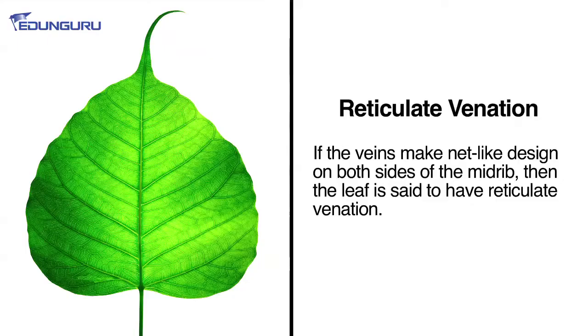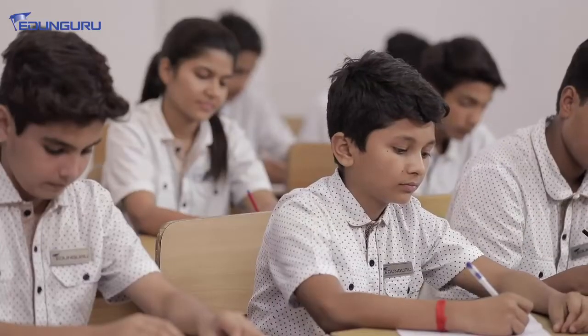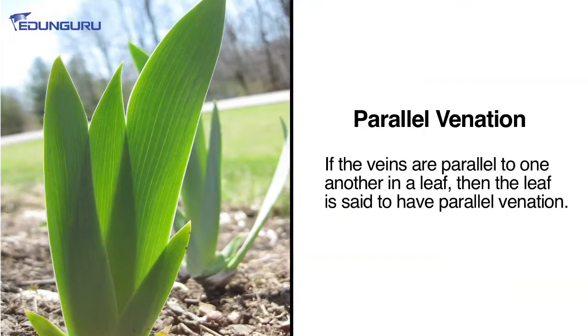So this was the structure of a leaf. Now let us see this leaf. You can see that the veins are lateral. This pattern of veins is known as reticulate venation. And in another kind of leaf, as you can see, the veins are parallel to each other, and this is known as parallel venation.